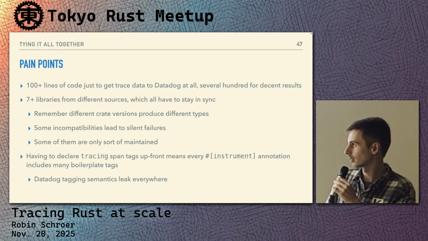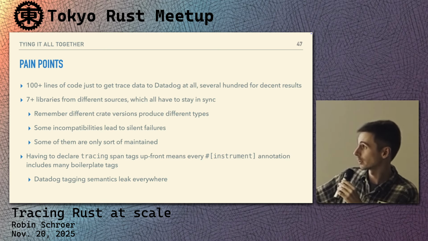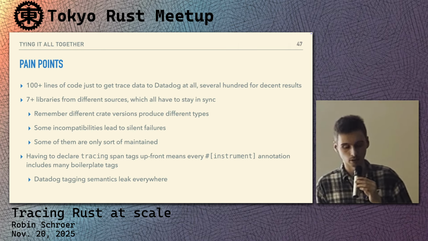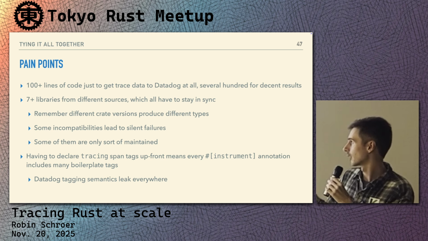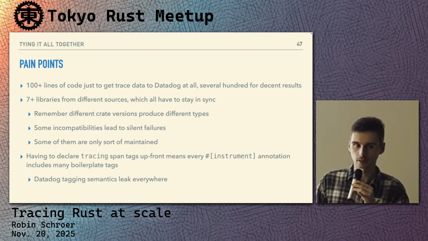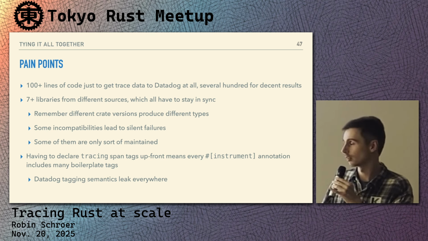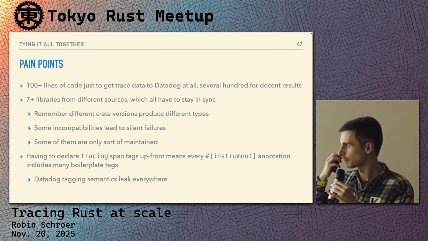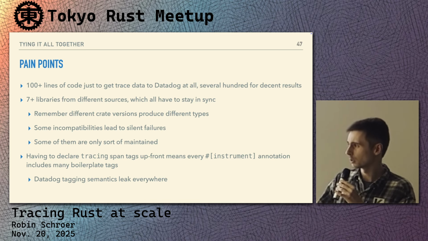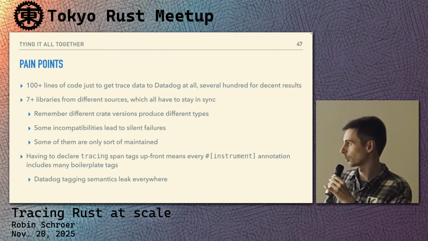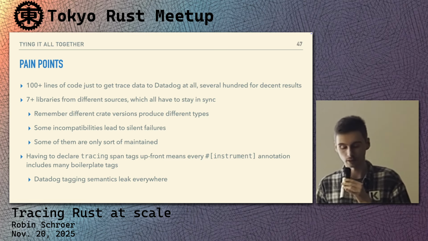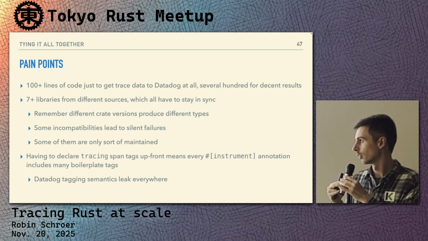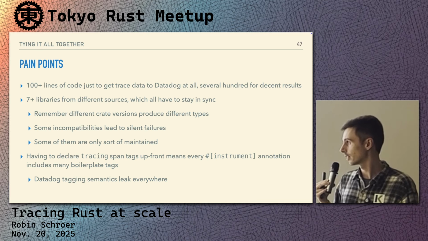We have a lot of pain points here. You need a lot of code to get all the trace data. I mean, you need 100 lines of code just to get trace data at all. I've measured it, it's like 97 or so. And you need a couple hundred to maybe 1,000 or so to get it formatted so it looks first party. So that's a lot of code. You also need, I think the minimum is 7, like I said, you might end up with about twice that many libraries that you need to keep in sync. And you can easily get stuck on updates because some of them aren't well maintained.